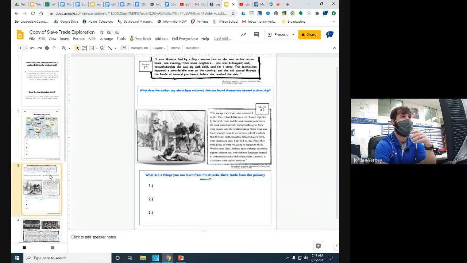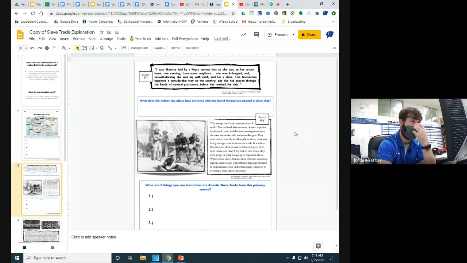Second task is to read a couple of sources. Source number 1 is talking about how enslaved Africans found themselves aboard ships. And so I'll let you read that one. And it's a primary source from that time period. But read that and answer the question. The question asks, what does the author say about how enslaved Africans found themselves aboard ships? So that's what you're looking for.